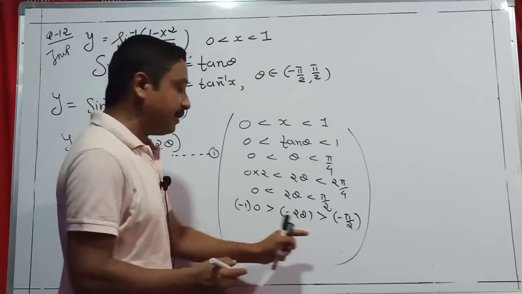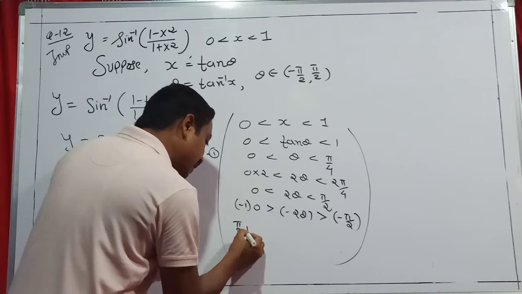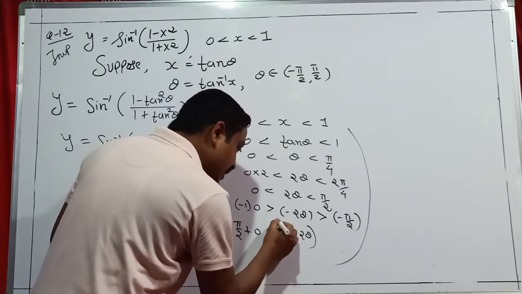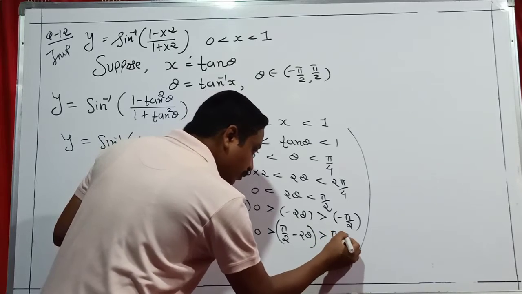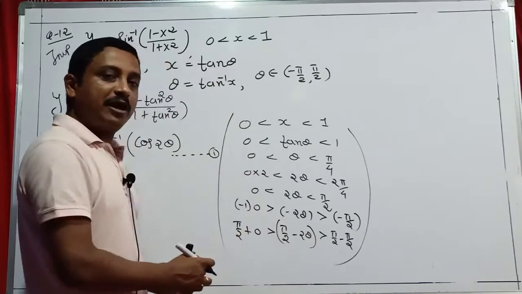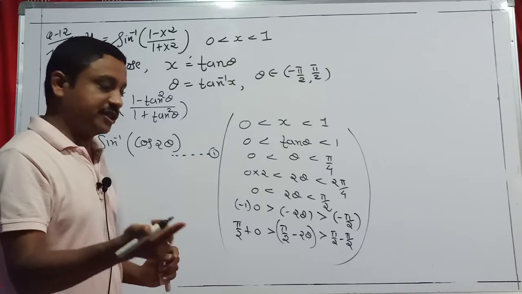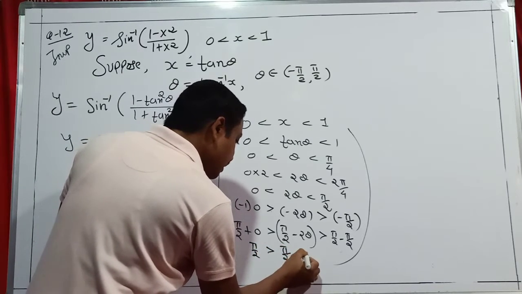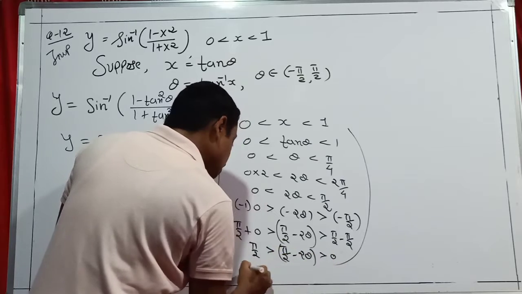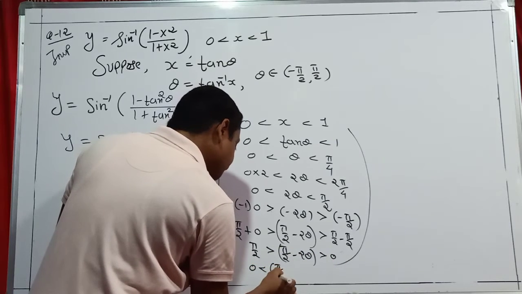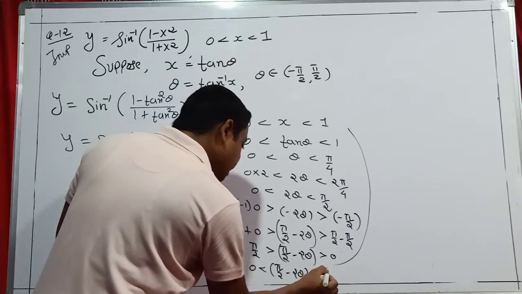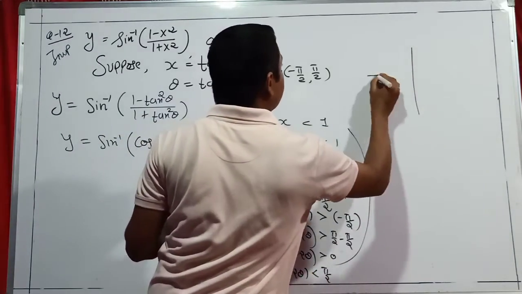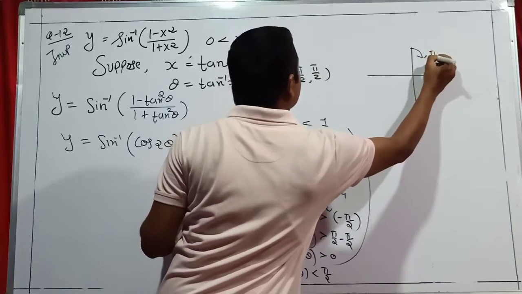And pi by 2 you add. So pi by 2 plus 0, pi by 2 minus 2 theta, and here pi by 2 minus pi by 2. Students, why is this pi by 2 added? I will explain in the next step. So you get 0 less than pi by 2 minus 2 theta less than pi by 2. It means pi by 2 minus 2 theta is in your first quadrant.